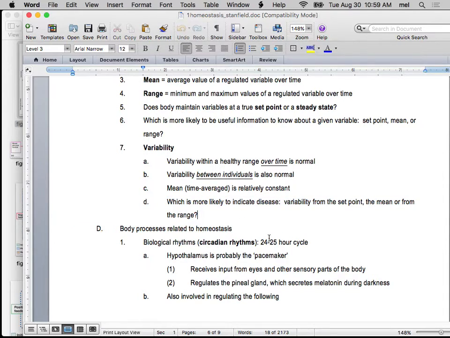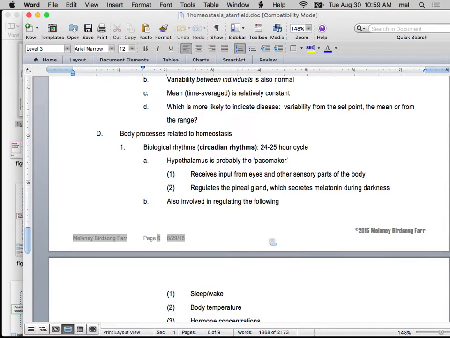Okay, so let's talk about body processes related to homeostasis, and you guys are going to be doing some of this in lab this week. You are going to be measuring some of your own variables over time, right? And some of those rhythms that you will see vary over a 24 or 25-hour cycle. Those variables that vary very dependably over a 24 or 25-hour cycle are called circadian rhythms.